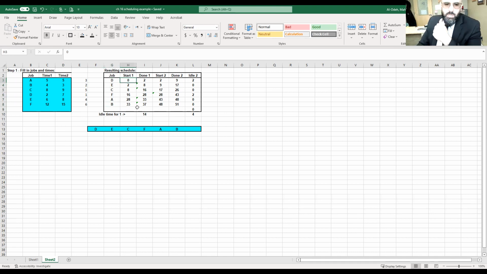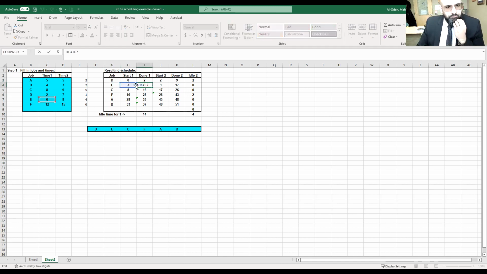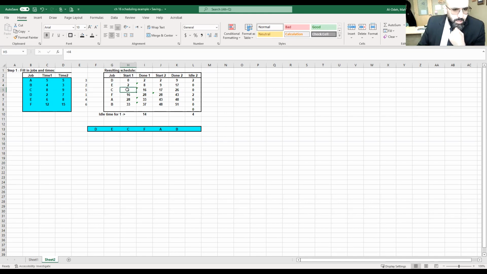So on job D, we'll start with day 0. That will take us 2 days. As you know, here is the processing time for work center 1. So that would be 2. And then the next would be E. And then we will receive E on day 2. That will take us 6 days. That would be 8. And now moving into C, we'll start C on day 8, and then we will finish it on 8 plus 8, that would be 16.